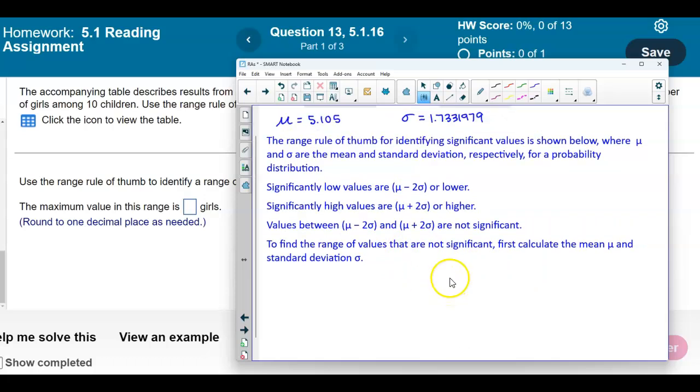So once we do that, now we want to determine the significantly low values and the significantly high values, and then the values that are not significant. So let's do the first one. So the first one, we're going to take the mean, subtract 2 times the standard deviation. So we know that the mean is 5.105, and then we're going to subtract 2 times the standard deviation of 1.7331979. So let's go ahead and do that.